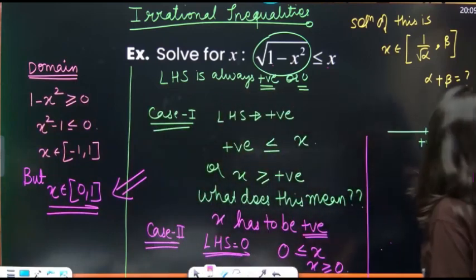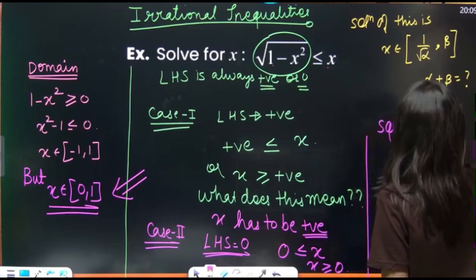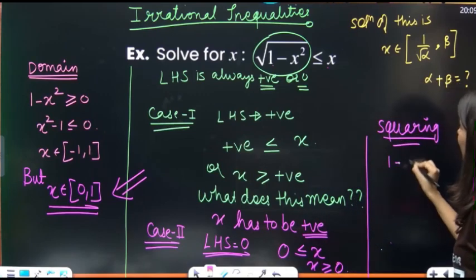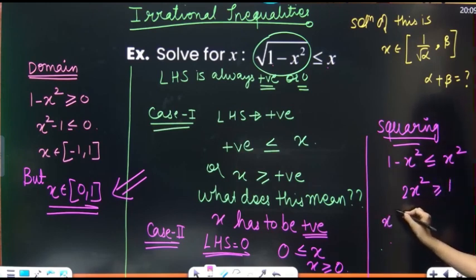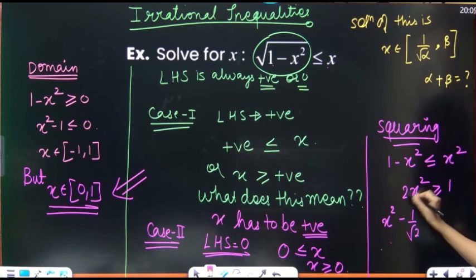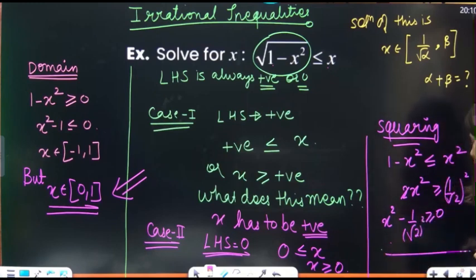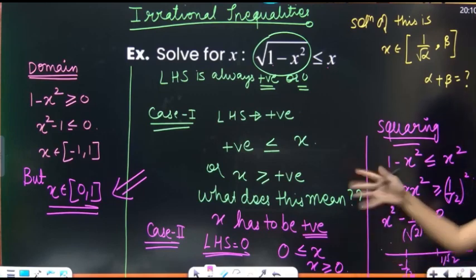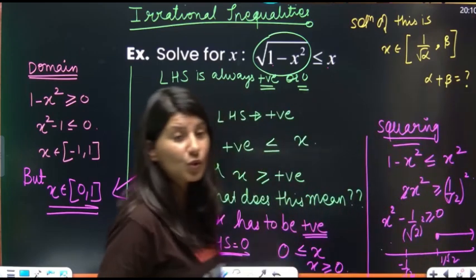So now you need some squaring. Squaring both the sides, now I think it will work. Squaring will give you 1 minus x square less than or equal to x square. So 2x square greater than or equal to 1, x square minus 1 by root 2, this root 2 will go here, that is greater than or equal to 0. So this is square. If you put minus 1 by root 2 and plus 1 by root 2, negative values I am not taking. So 1 by root 2 close to infinity.